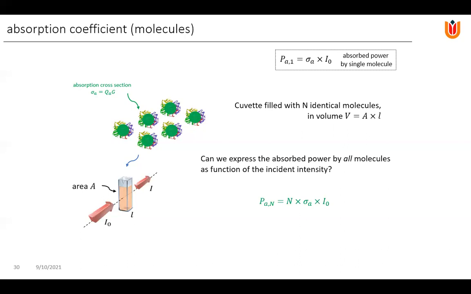So that's the first thing to write down. The total absorbed power by these n molecules is going to be just n times the absorbed power by one of the molecules. And there will be a lot of exceptions to this rule. Don't worry, but not now.